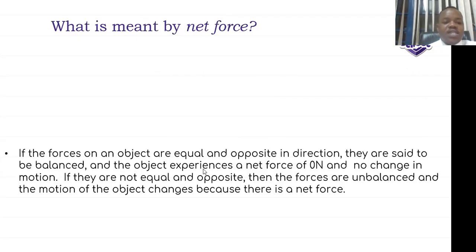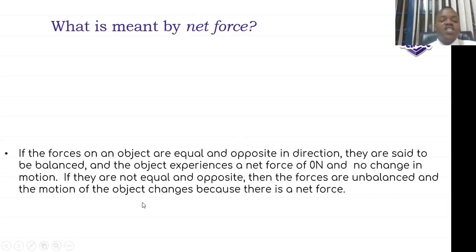Right. Now, what is meant by a net force? If the forces on an object are equal and opposite in direction, they are said to be balanced, and the object experiences a net force of 0, and therefore there is no change in motion. In other words, if it was at rest, it will remain at rest. If it was moving at a constant velocity, it will continue to move at a constant velocity because the net force that is acting on it is 0.